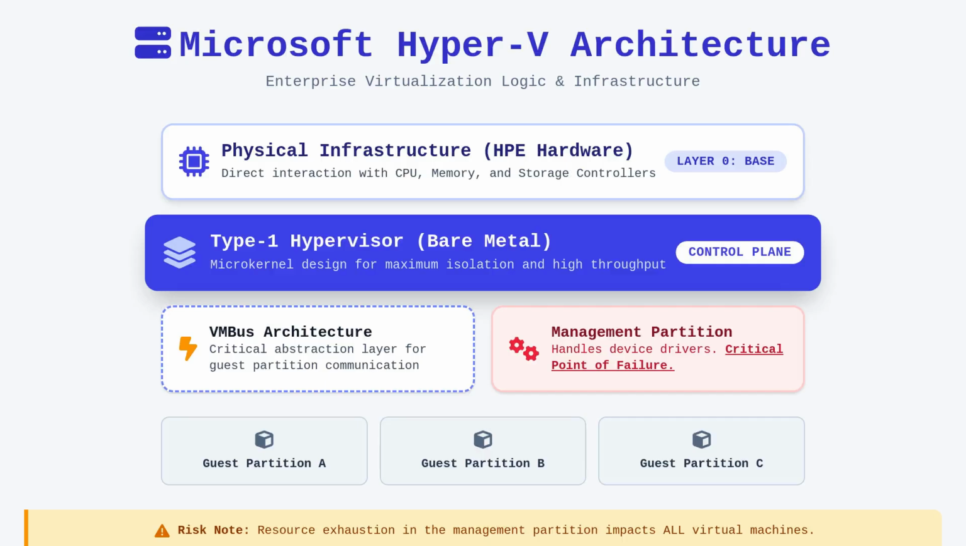This communication mechanism allows the guest partitions to interact with the hypervisor via VMBus, which is critical for performance metrics and resource allocation. Understanding that Hyper-V utilizes a microkernelized design helps explain why it is so effective at isolating partitions while maintaining high throughput for hybrid workloads. You must consider that the parent partition, often called the management operating system, carries the responsibility of device driver management. If the management partition experiences resource exhaustion or driver instability, the entire virtualization host suffers, regardless of how well the individual virtual machines are provisioned.